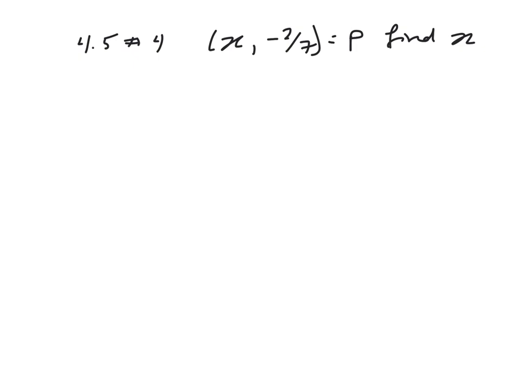Okay, so I'm given that there's a point on the unit circle and that the y value for this point P on the unit circle is -2/7. Find x, and it tells you that the point is in quadrant number 4.